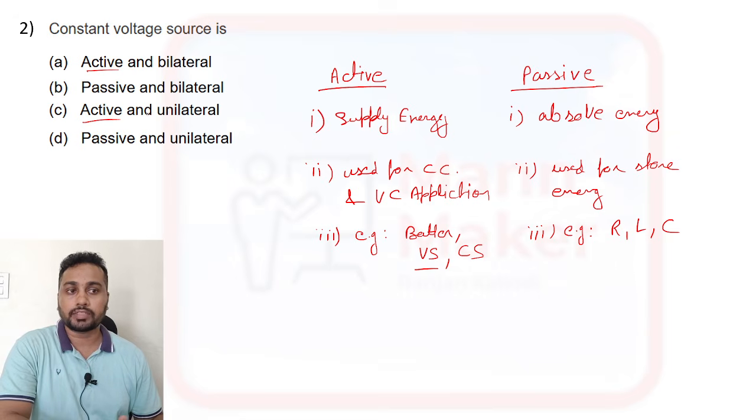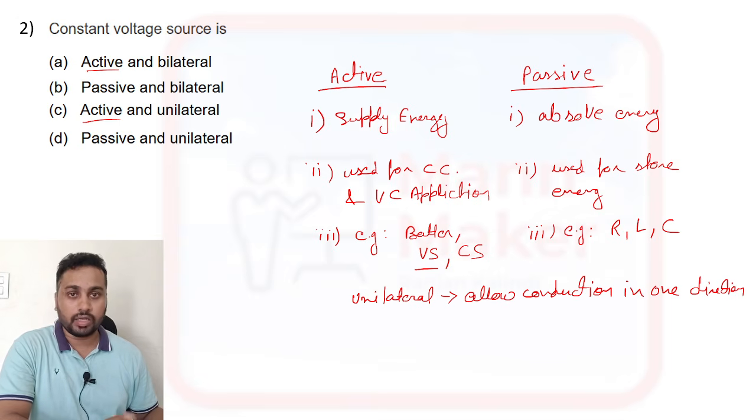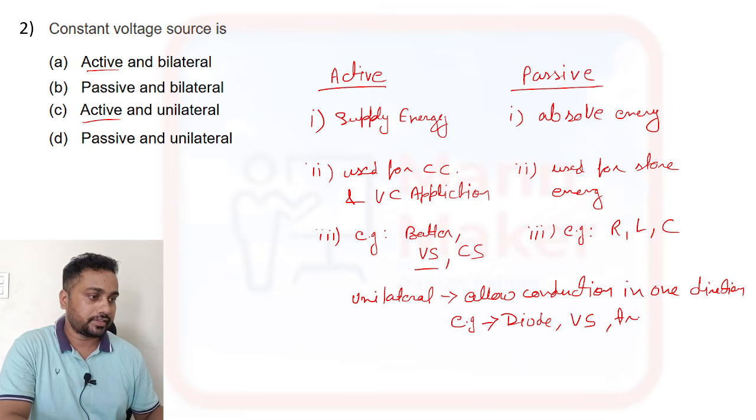Now in the options they have asked bilateral and unilateral. So what does unilateral mean? Unilateral means it will allow conduction in one direction only, like a diode, voltage source, or transistor.